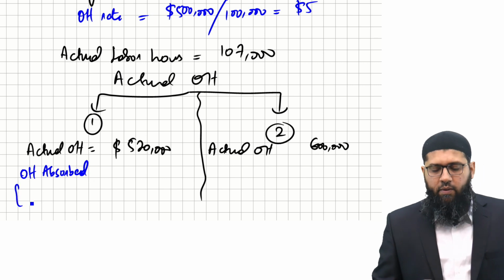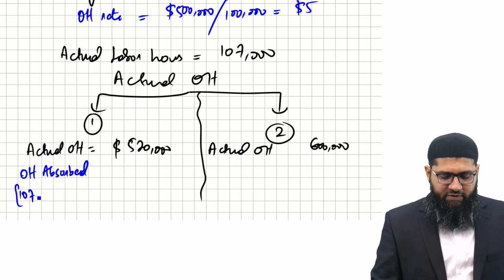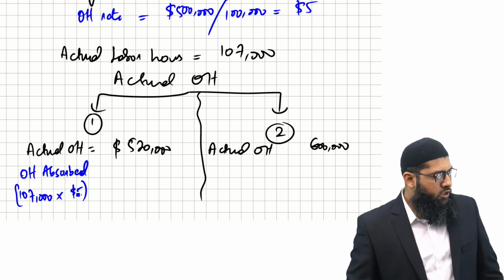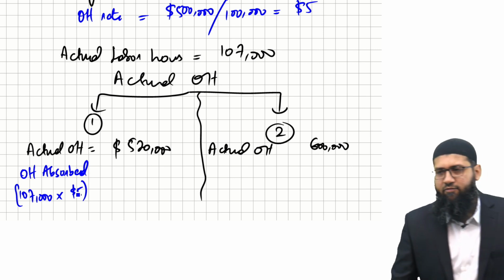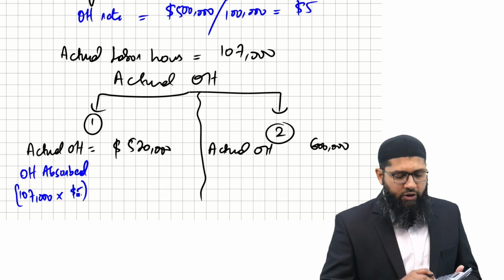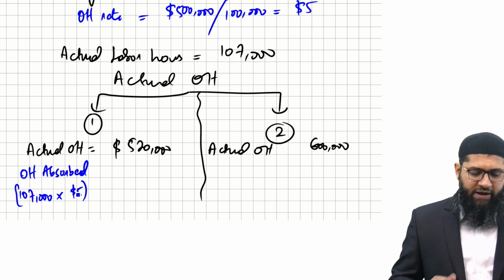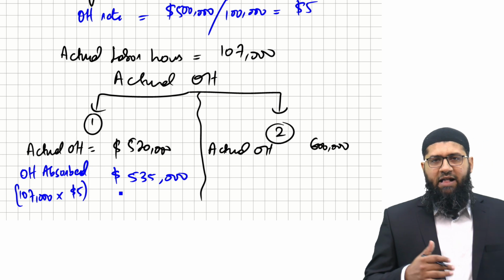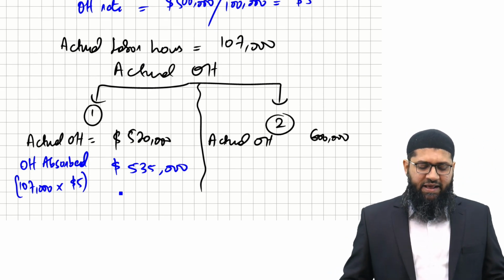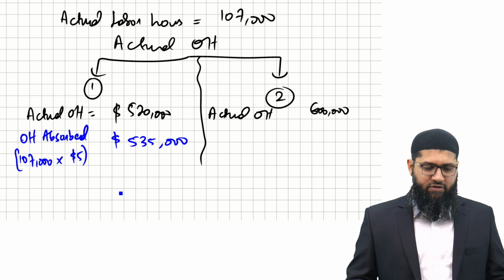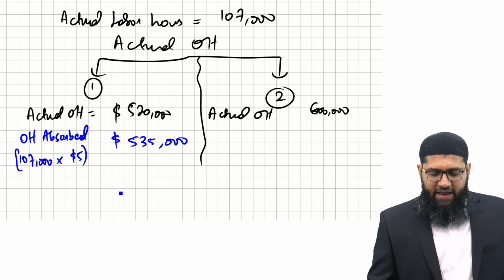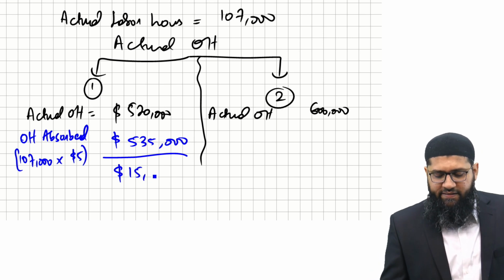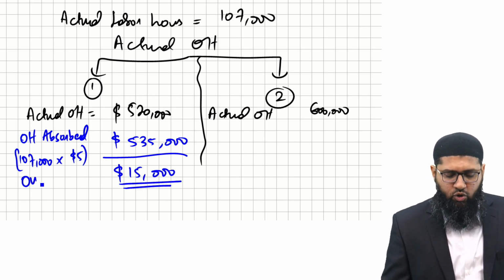When you talk about the overheads being absorbed, you know this thing: 107,000 hours is what we have worked for, and $5 was the rate. So how are you going to go about it? You say 107,000 into 5 gives you $535,000. The actual overheads were 520,000, whereas the overheads absorbed are 535,000. So the actual and absorbed overheads are different, and this 15,000 is going to be considered as your over absorbed overhead.